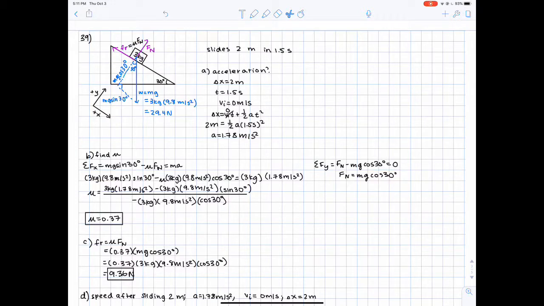This is question number 39 on page 131. The question is, a 3 kilogram block starts from rest at the top of a 30-degree incline and slides a distance of 2.0 meters down the incline in 1.5 seconds.